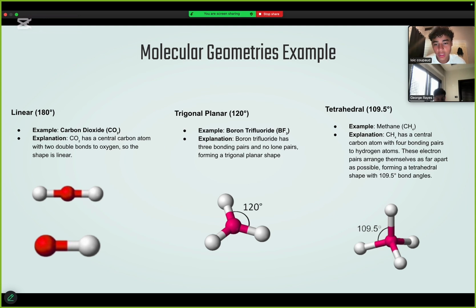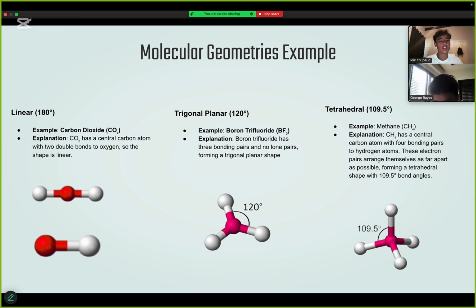The next one is trigonal planar, 120 degrees. An example of this is boron trifluoride, BF3. Explanation: boron trifluoride has 3 bonding pairs and no lone pairs, forming a trigonal planar shape.